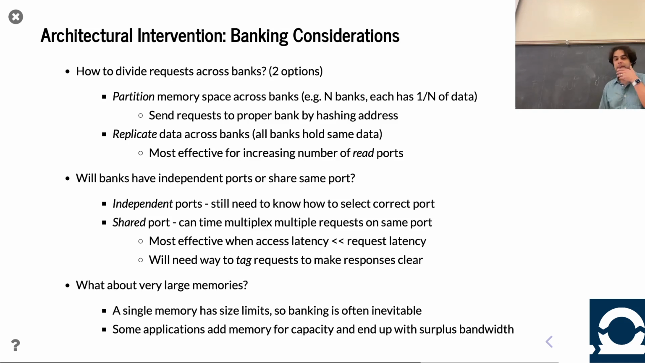And of course, what about very big memories? Sometimes you're forced to use multiple memories just because you need the capacity, right? So it's not because you want performance or latency, it's because of the capacity to have all these banks. And even still, a lot of these banking insights still apply. There are some scenarios where, in order to get the capacity target, you actually end up with surplus bandwidth, right? You wish you could spend less on bandwidth, but you're forced to get there.